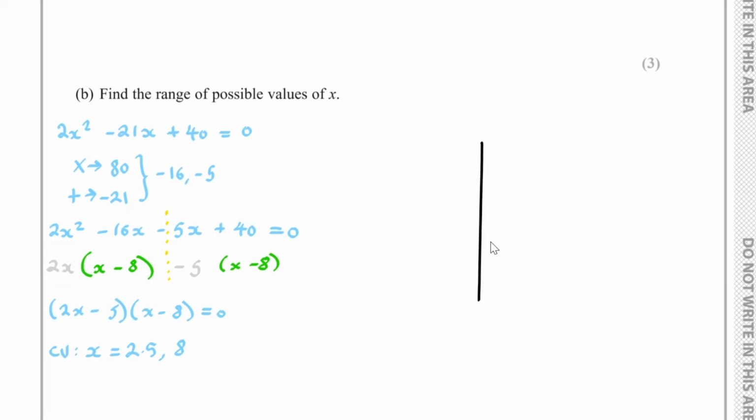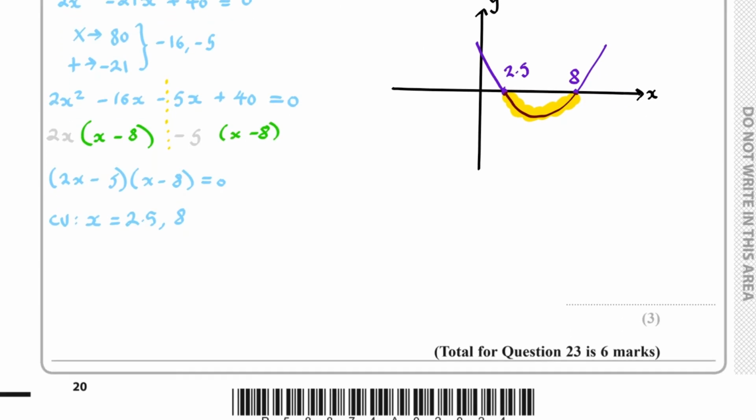So if we draw a quick sketch to help illustrate what's going on, we've got y, we've got x, and we've got our critical values here at 2.5 and 8. So if we draw a quadratic inequality, we've got something looking like this, and we're looking at the region where it's below 0, so that's everywhere here. So here we had the 2.5 and here we had the 8. So therefore the range of values we have 2.5 is less than x, which is less than 8.